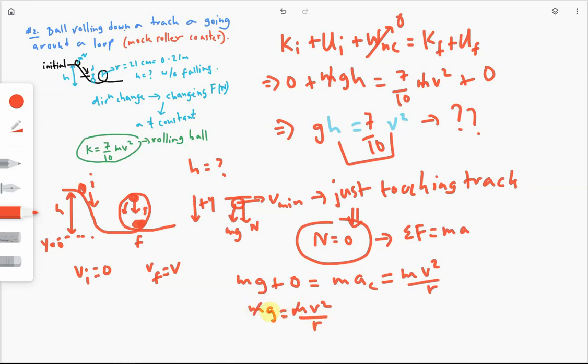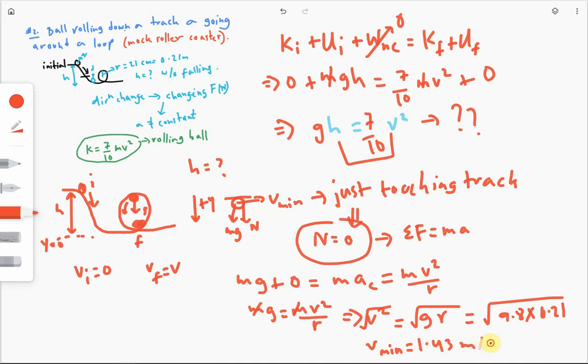The m's can be divided out like before, and v squared is g times r. If you square root both sides, you get v equals the square root of g times r, which is 9.8 times, what did we have, 0.21 meters. This v min, the minimum speed at the top of the loop, comes out to be 1.43 meters per second.